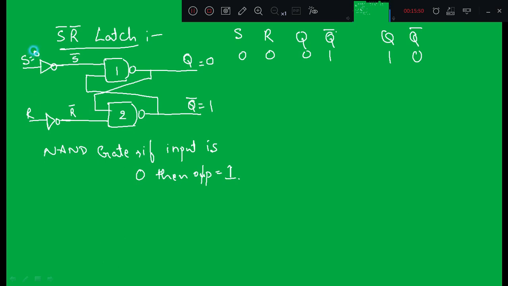So now we will assume the previous state as 0 1. Now S is equal to 0, R is equal to 0, the first row. What is S bar? S bar is equal to 1, R bar is also equal to 1, right? Since both inputs of the NAND gates are 1, the output of the NAND gates will wait for the second input. So here the second input is 1, so 1 NAND 1 is 0, and this input is 0. Since one of the inputs is 0, the output of the NAND gate will be equal to 1. So the output is equal to 0 1.